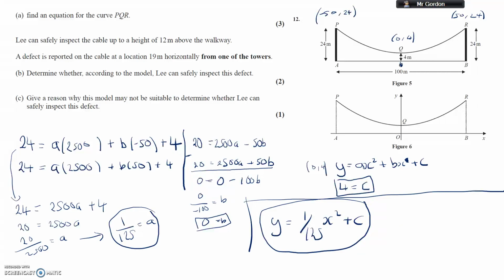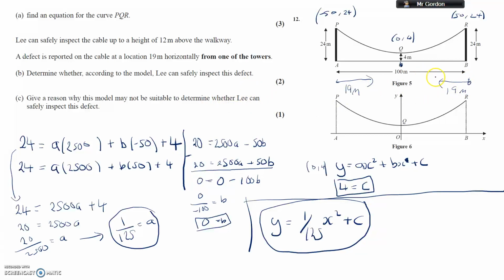Part b says, Lee can safely inspect the cable at a height of 12 metres above the walkway. A defect is reported on the cable at a location 19 metres horizontally from one of the towers. From one of the towers, 19 metres this way, or 19 metres this way. So, can he safely inspect it?